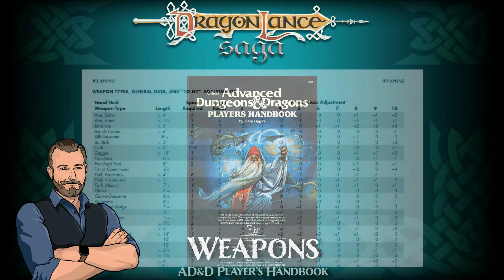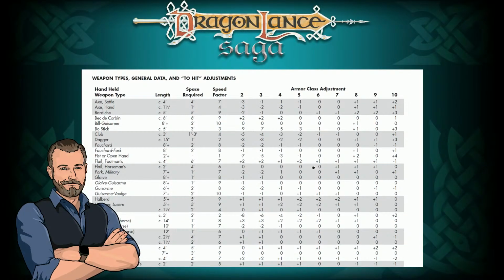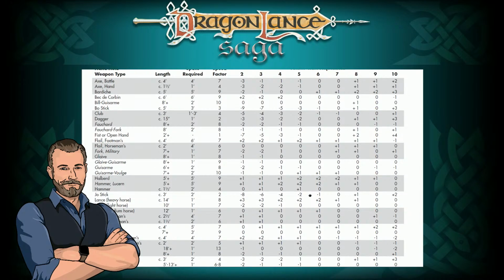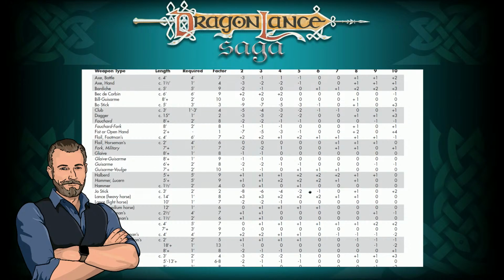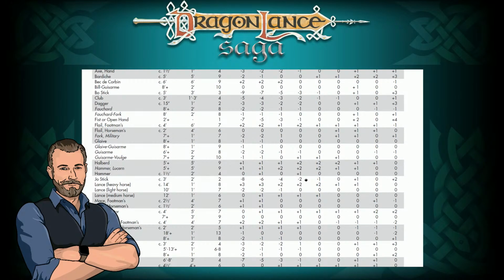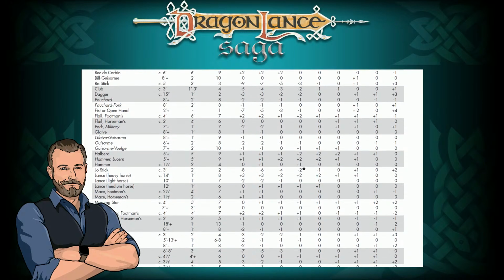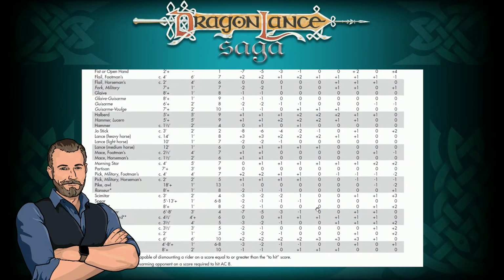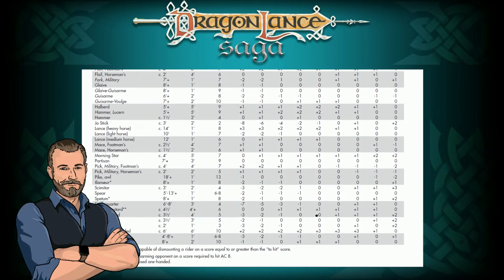Oh, and I thought we were done. No. So weapon types, general data, and to hit adjustments. So based on the armor class adjustment, that's crazy. That's a lot of information to keep track of if you are weapons. You're just carrying around a whole bunch of different types of weapons. Pretty math heavy when you get down to it. Not that that's a bad thing.